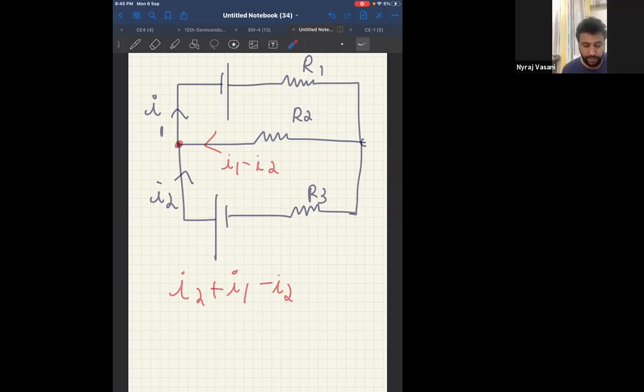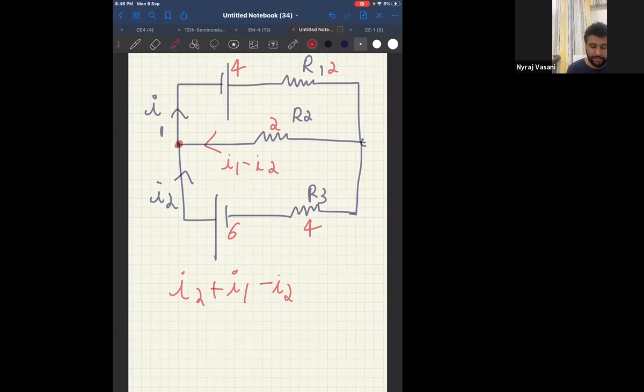So, in the following circuit, what is R1? E1 is 4. R1 is 2. Then E2 is 6. R2 is 2. R3 is 4. Find the current I1.